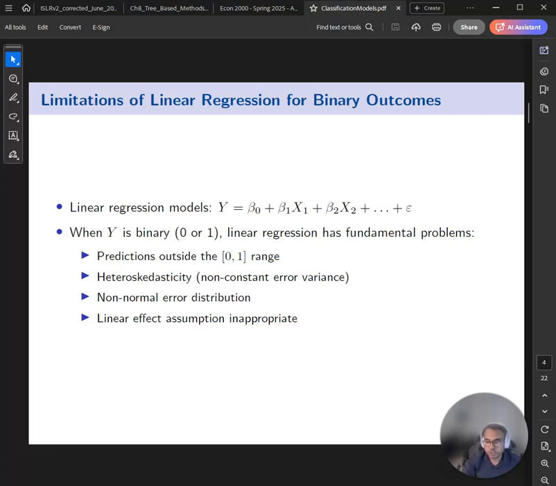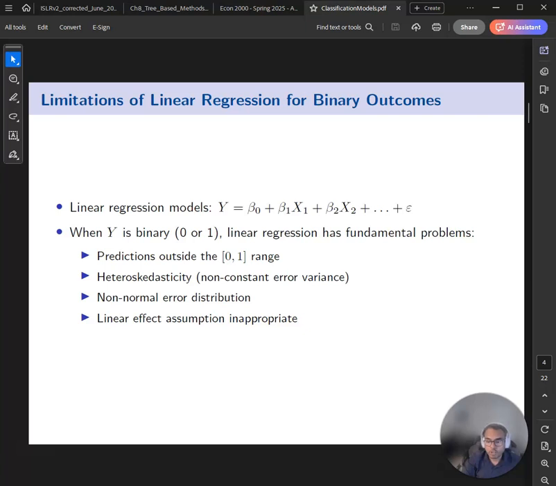The first major issue is that linear regressions can make predictions outside of the 0-1 range. If we are modeling probabilities, getting predictions like negative 0.3 or 1.5 doesn't make any sense because probability has to be between 0 and 1. Another problem is heteroscedasticity. That's a fancy way of saying the error variance isn't constant across observations. With binary data, the variance structure is inherently different than what a linear regression assumes.